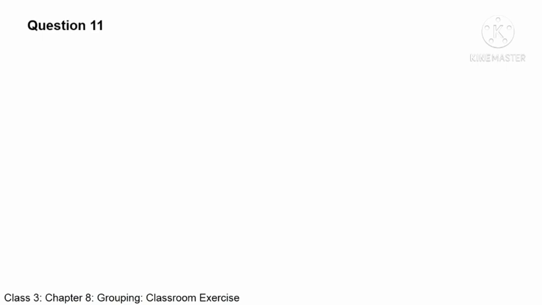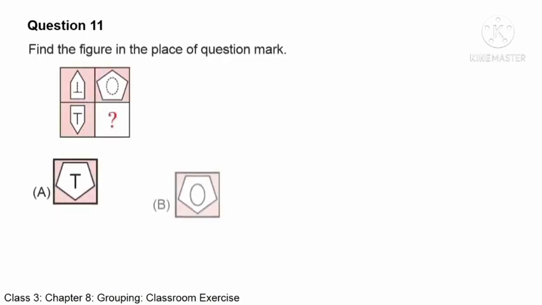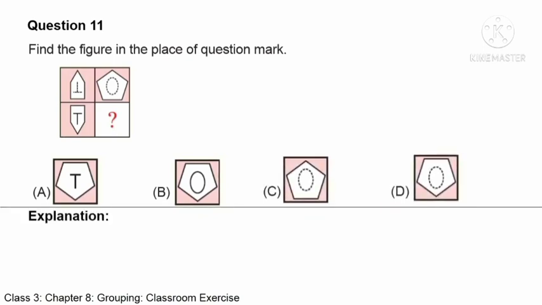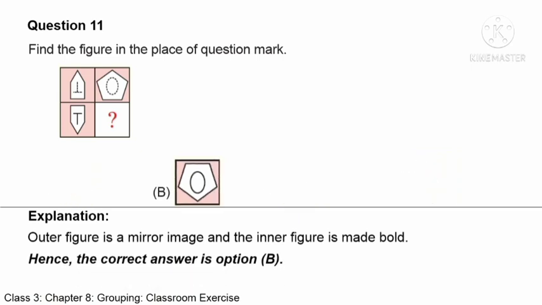In this example, find the figure in the place of the question mark. Is it option A, B, C, or D? Let us take a look at the explanation. You will notice that the outer figure is a mirror image and the inner figure is made bold. Hence, the correct answer is option B.